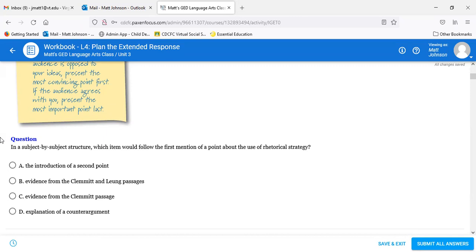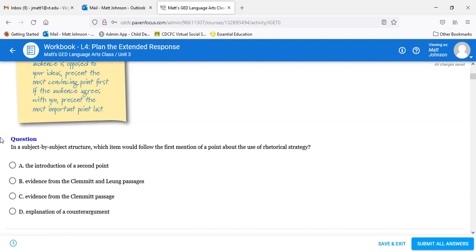In a subject by subject structure, which item would follow the first mention of a point about the use of rhetorical strategy? A, an introduction of a second point. B, evidence from Clement and Lang's passage. C, evidence from Clement's passage. And D, explanation of a counter argument.